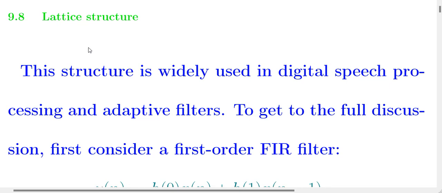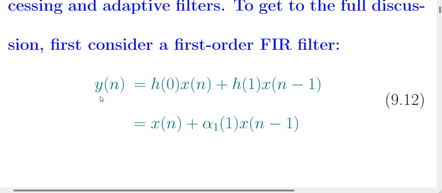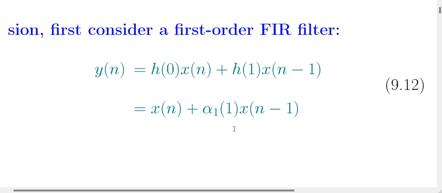Lattice structure. This structure is widely used in digital speech processing and adaptive filters. To get to the full discussion, first consider a first-order FIR filter of type y of n equals h of 0 x of n plus h1 x of n minus 1, which is equal to x of n plus alpha 1 of 1 times x of n minus 1.